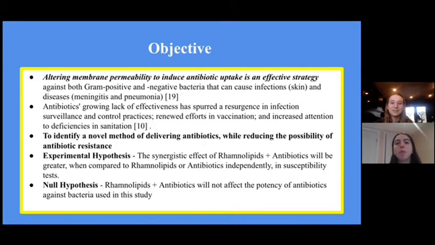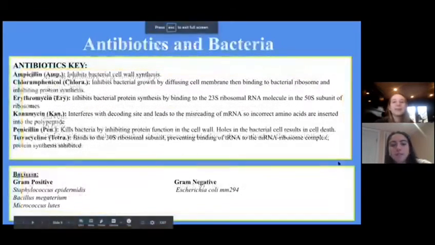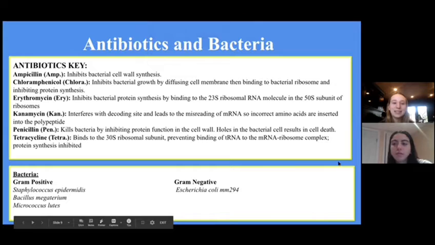Altering membrane permeability to induce antibiotic uptake is an effective strategy against both gram-positive and gram-negative bacteria. Therefore, our objective is to identify a novel method of delivering antibiotics while reducing the possibility of antibiotic resistance. Our experimental hypothesis is that the synergistic effects of rhamnolipids and antibiotics will be greater when compared to rhamnolipids or antibiotics independently in susceptibility tests. In our experiment, we used 6 different antibiotics.